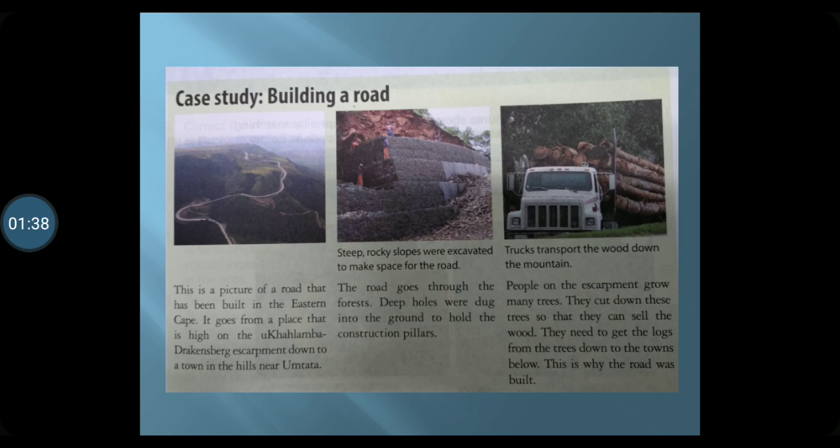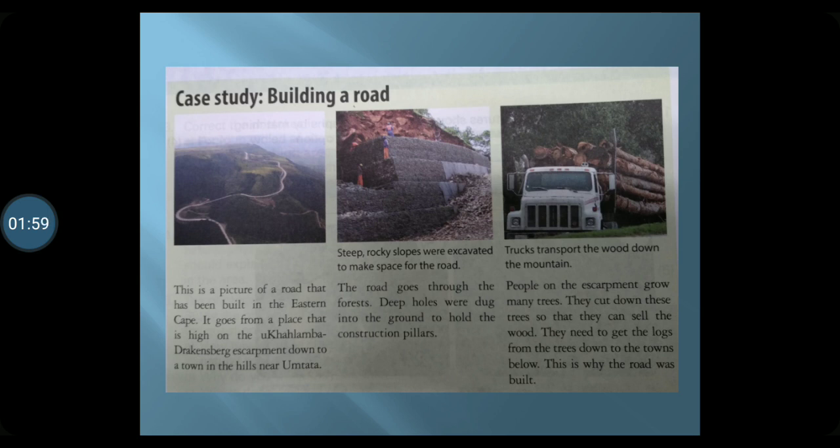The first question is, what important human activity do people at the top of the road do? That would be in picture 3. And then you're going to say what happened. What do they do? What do they grow up there? Then number 2, use your own words to explain why the road was built. Why do you think they built the road from the top of the mountain to go down to the town?